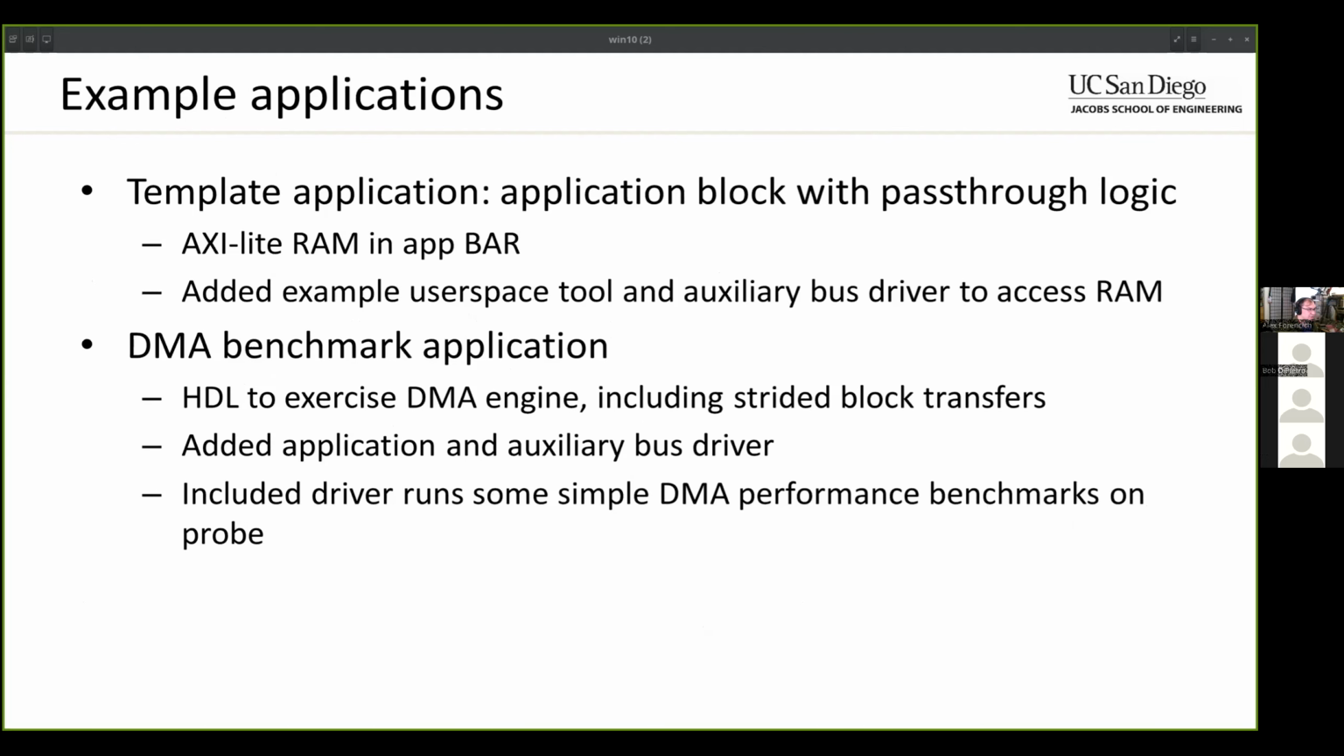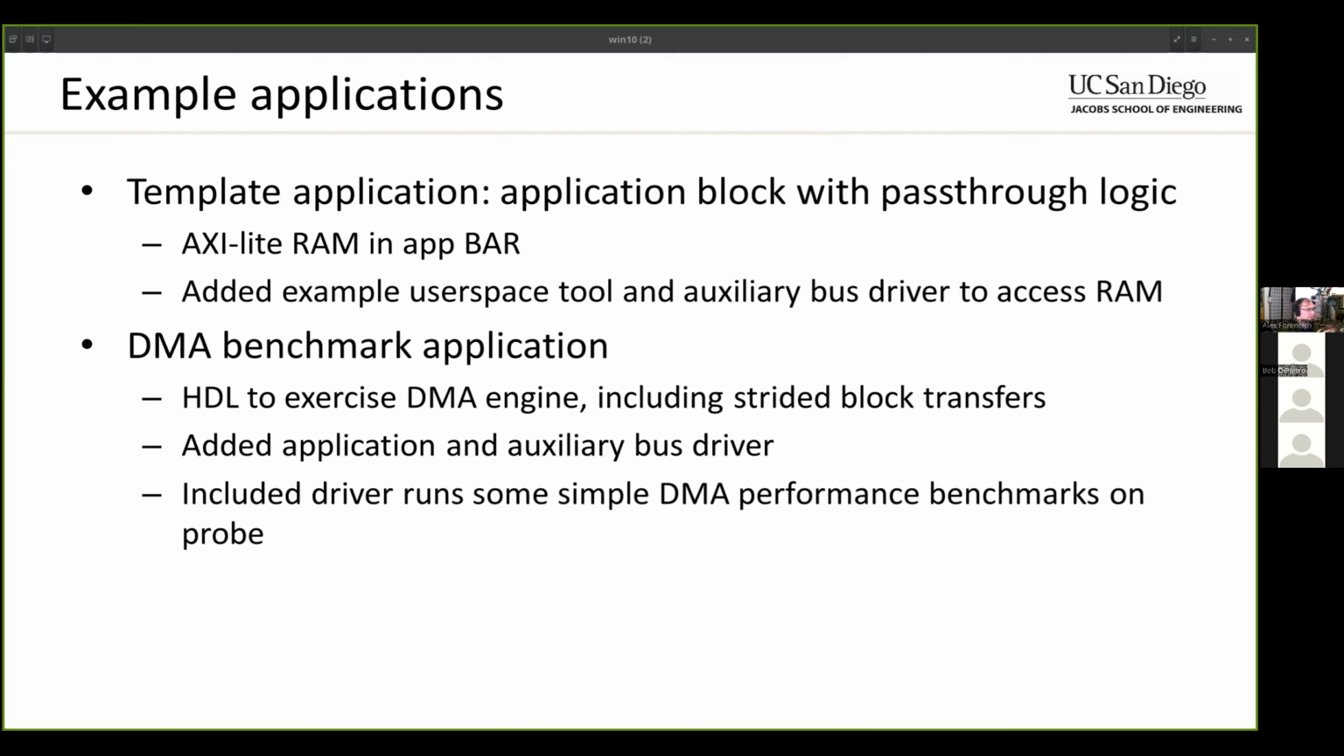And then we have updates to the example application. So the first one is for the template application. This is just an application block with pass-through logic for all the streaming interfaces, and then it puts an AXI Lite RAM in the application bar. And what I did is I added a very simple user space tool and a very simple auxiliary bus driver that can poke at that RAM. And just as kind of a template, here's what you need to do to make a user space tool that can connect to a device, and here's what you need to do to make an auxiliary bus driver that can connect to a device.